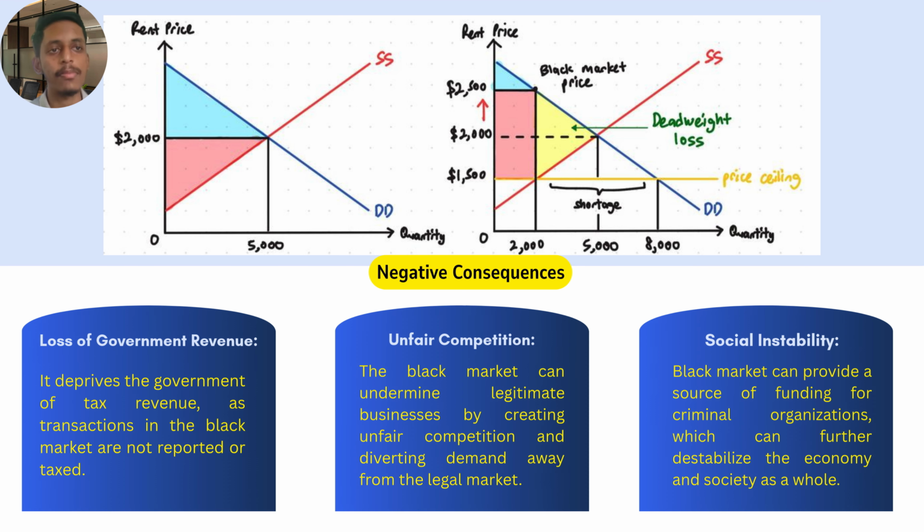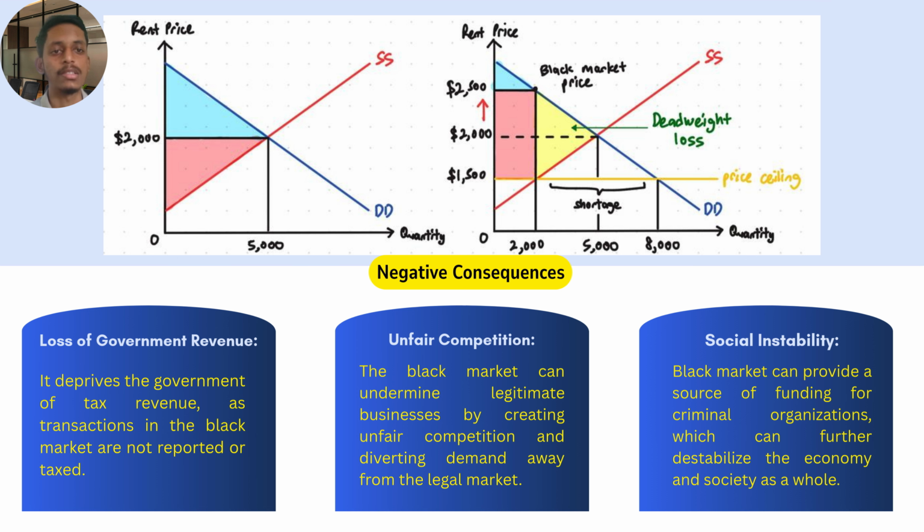Okay, next we look at the graph on the right. You can see the legal price ceiling is set low at $1,500. However, this low price creates a massive shortage, the gap between supply and demand. Because of this shortage, desperate buyers are willing to pay much more. If you follow the vertical line up from the shortage quantity to the demand curve, you hit the black market price at $2,500. This is significantly higher than even the original equilibrium price of $2,000.